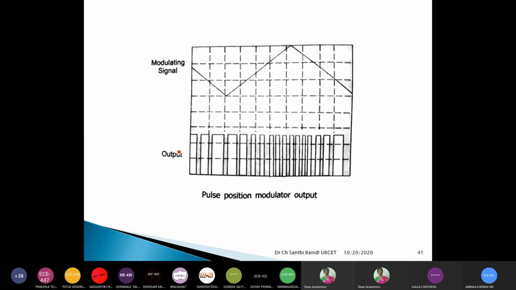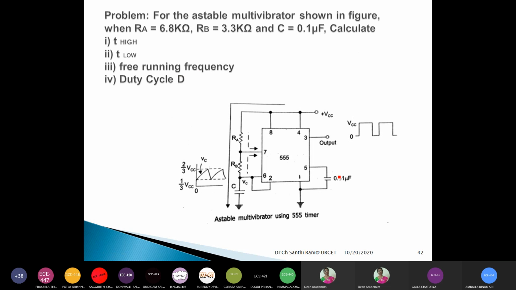So just observe in this one, the modulating signal is a small triangular wave, right? A triangular wave is connected here. This is the modulating signal, and for this modulating signal, the corresponding output is shown. So like that, the 555 timer can be used for generating a pulse position modulated signal, right?